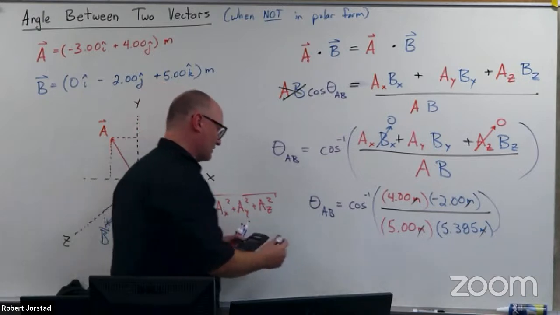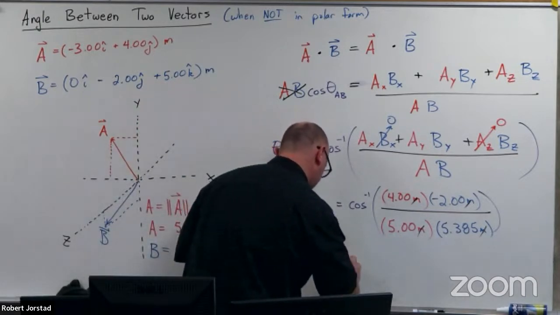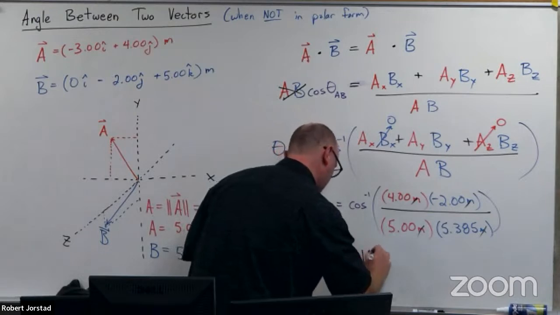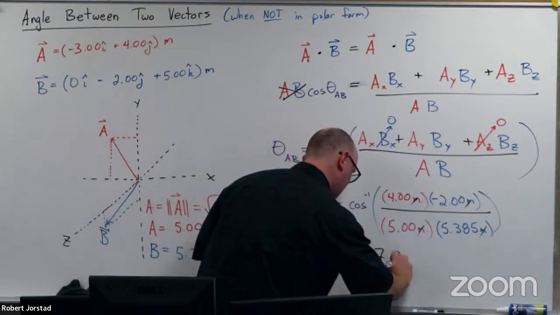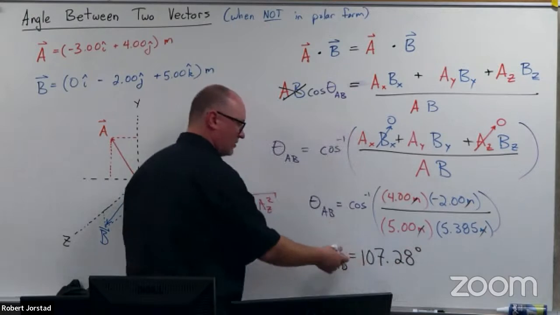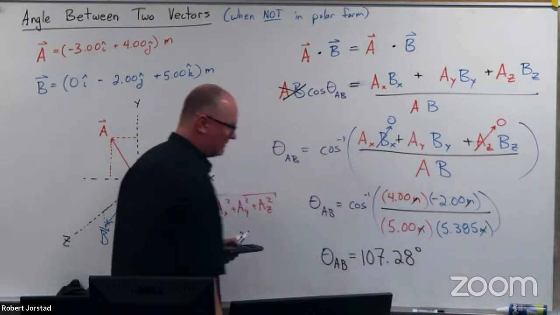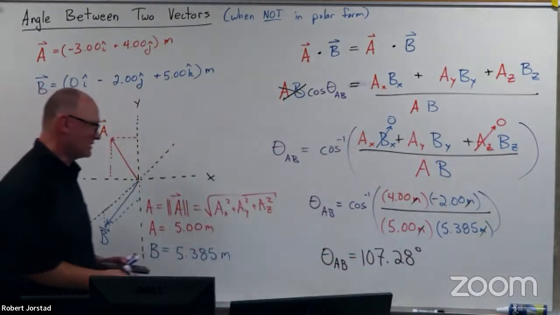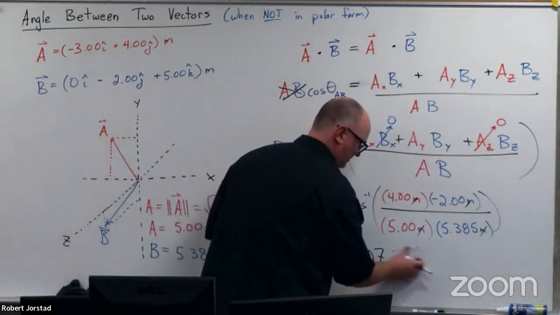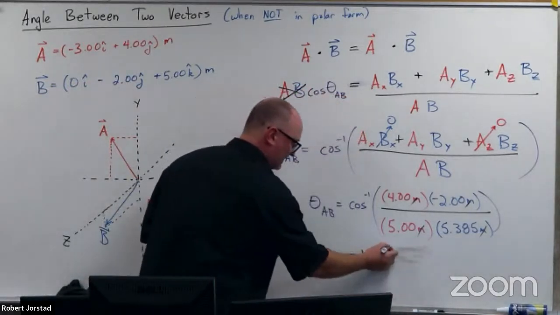And I get 107.28. Because the first digit's a 1, I'll keep an extra one, but we're probably good to 3 here. So it's about 107 degrees. Let's just round it to 3 at this point. Let's say it's 107 degrees.